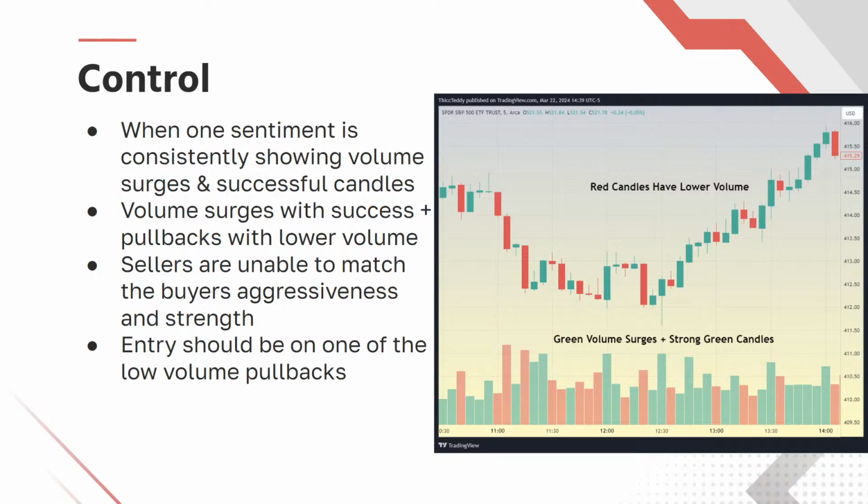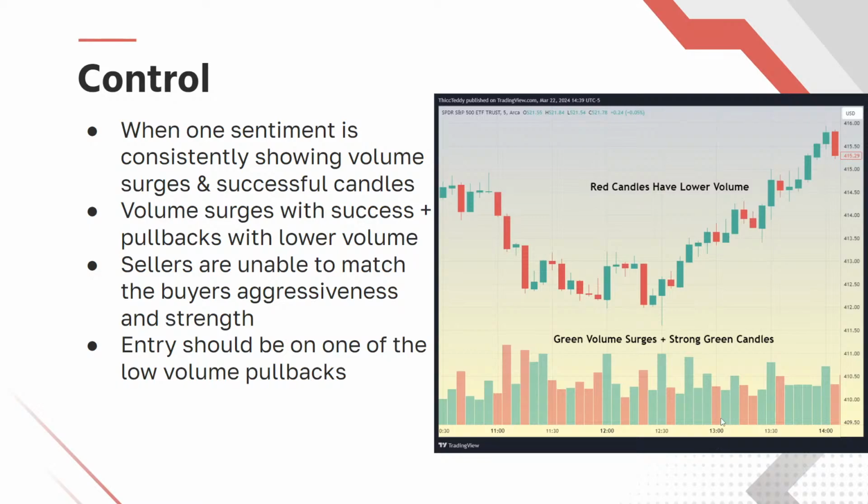So the buyers are strong, they have a lot of buying orders in their reserves, and the sellers are just not able to match it. They're just not able to create the amount of volume necessary to reverse the price. So buyers continue running the thing.